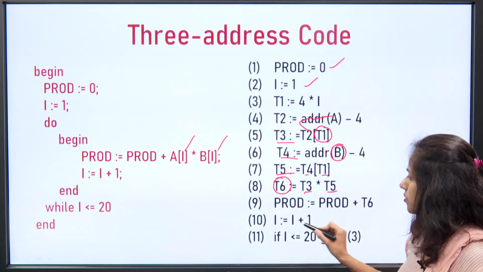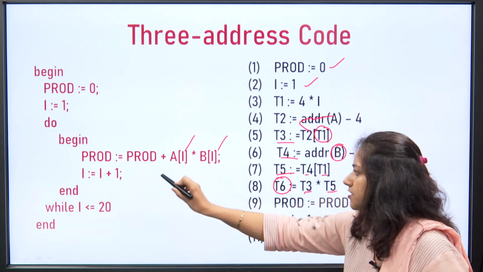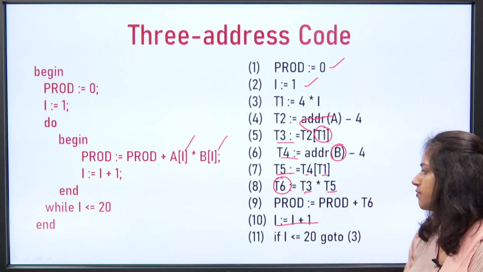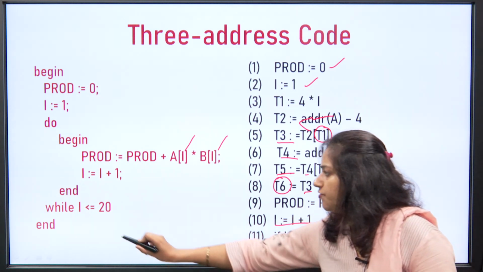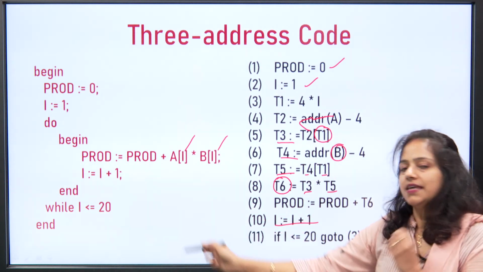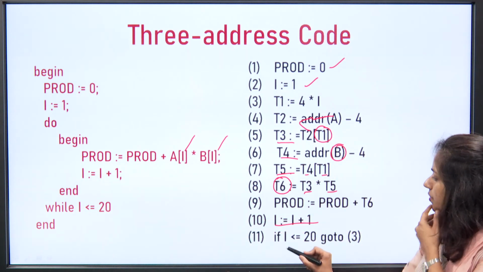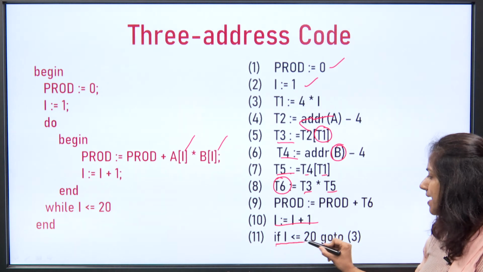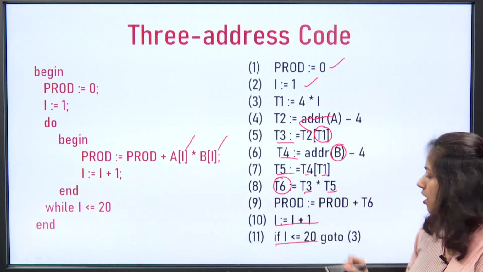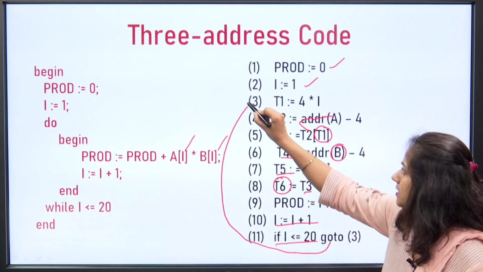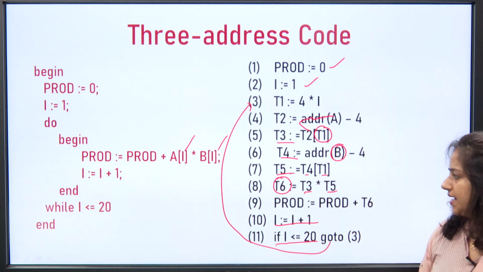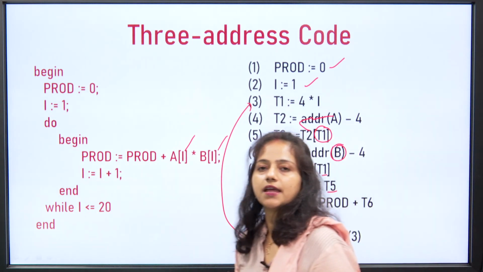Now, I can also be updated, I is equal to I plus 1, and then we have while I is less than or equal to 20. So, if the condition I is less than or equal to 20 holds, we will go to step 3. So, this is step 3, right. So, this is the intermediate code for the given program.